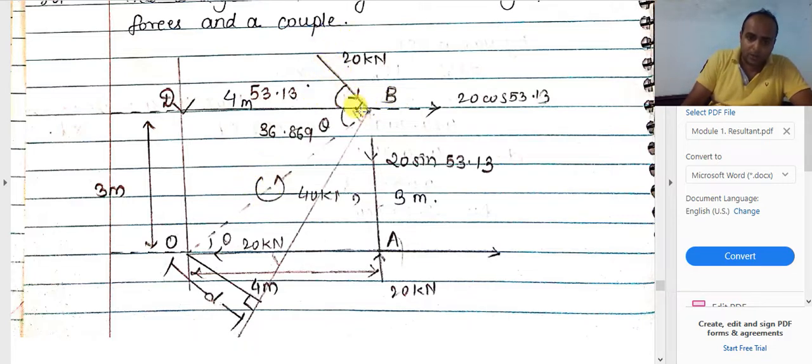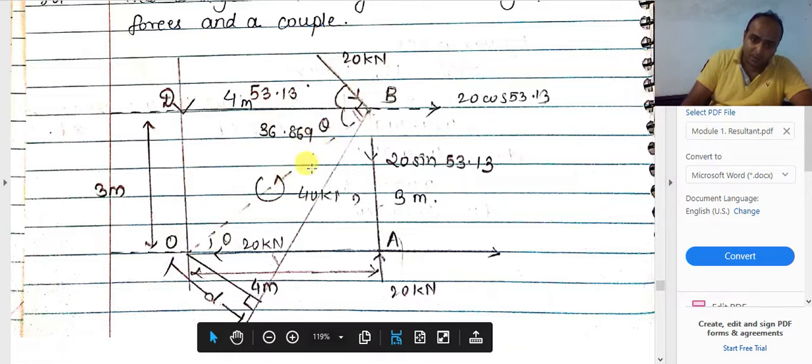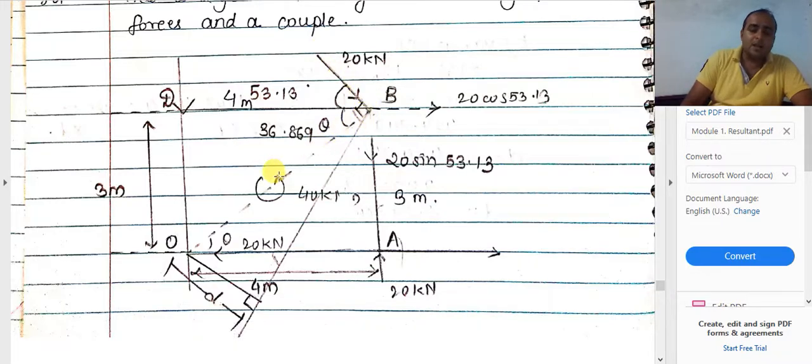This 20 kilonewton force, my dear friends, is perpendicular with respect to point O, that is the diagonal line. Whatever this diagonal distance is, it is the perpendicular distance for this 20 kilonewton force. As you can see, it's a right angled triangle, so by Pythagoras theorem, this is 3 meter, 4 meter. To get this hypotenuse OB, we get square root of 3 square plus 4 square. We will be getting the value as 5.